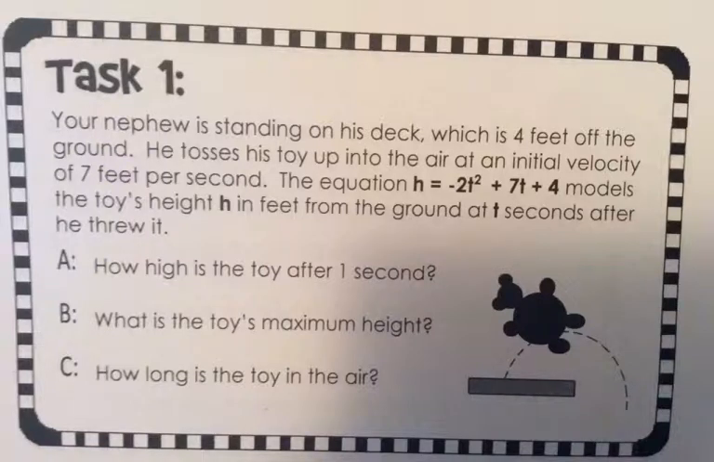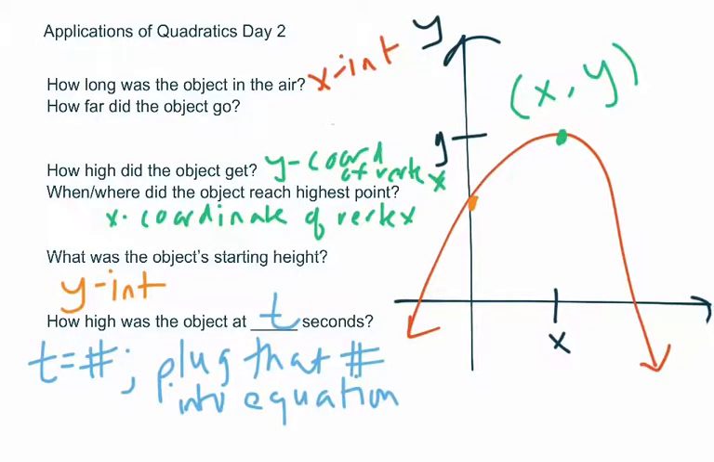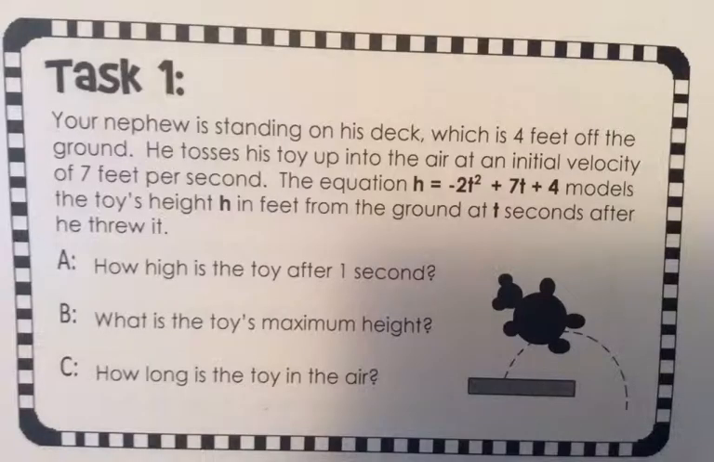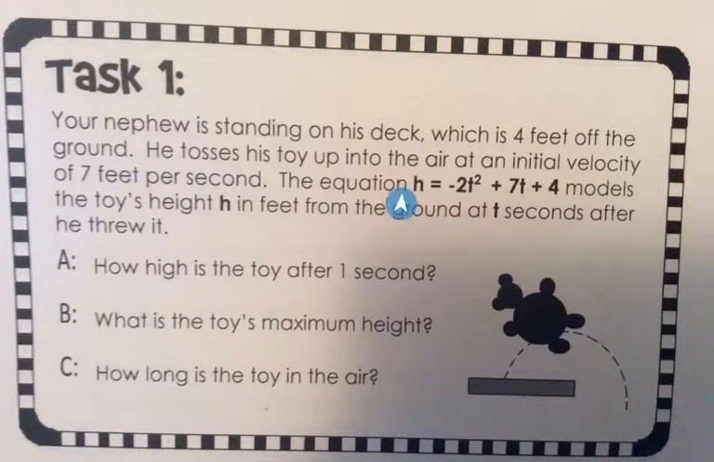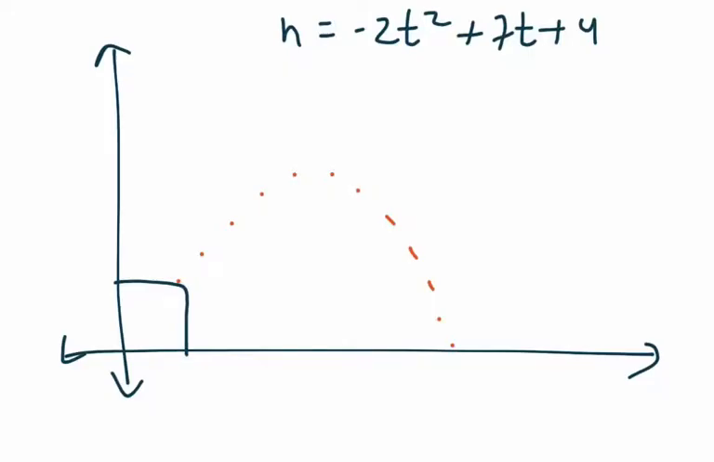So we have the equation, and notice it's h. We're using an h instead of a y, and a t instead of an x, and that is just using the letter that represents what the variables represent. So y is the height, and x is the time. First question is, how high is the toy after 1 second? Well, that fits this. How high was the object at t seconds? And our strategy for doing that is to simply plug the 1 second into the equation. So the equation gives us the height as a function of time, and we know that t is equal to 1.